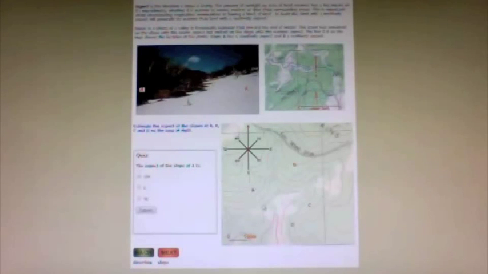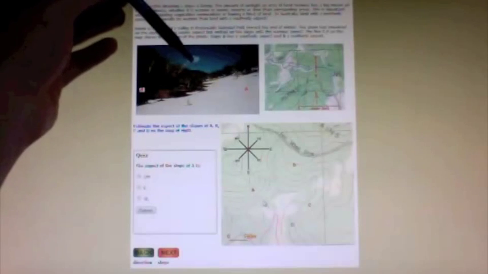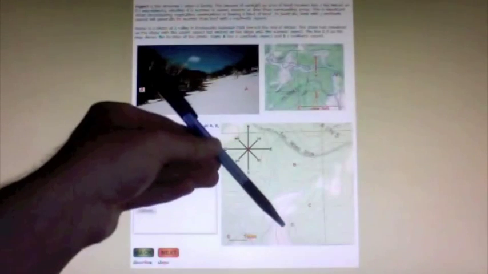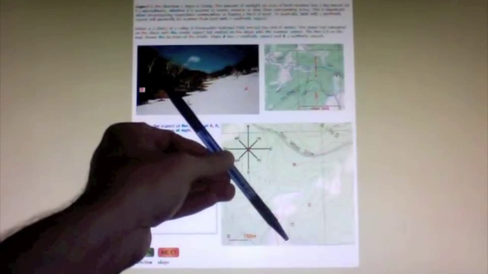What we're going to do is take the highest point in our slope, which we'll say is at the top of this mountain, and we will draw an imaginary line down to the lowest point of the slope, which we'll say is down here. So I'm going to use my pen, and we have an imaginary line from the top of the slope to the bottom of the slope.